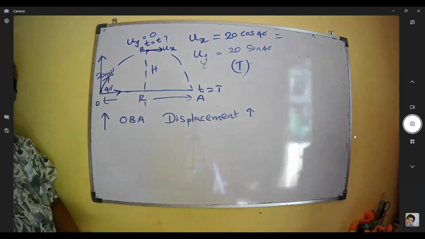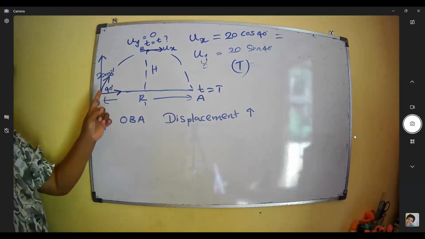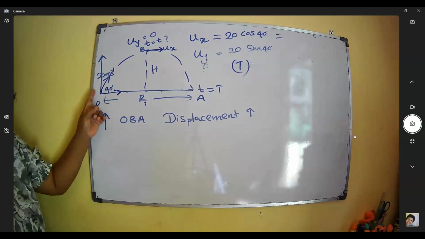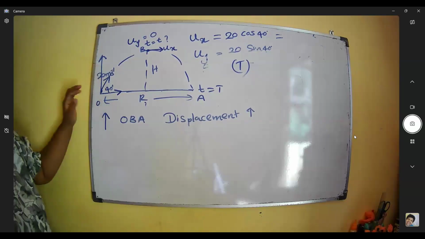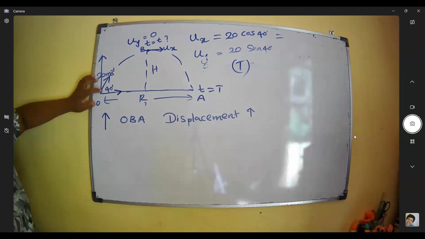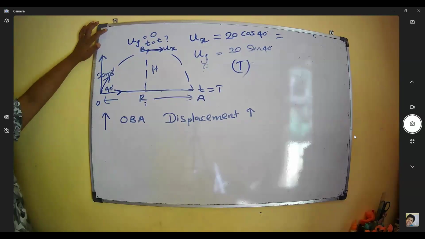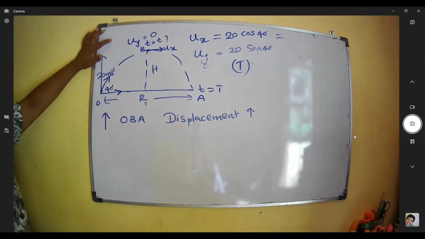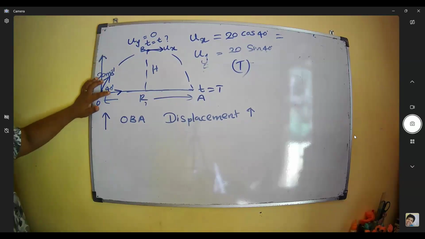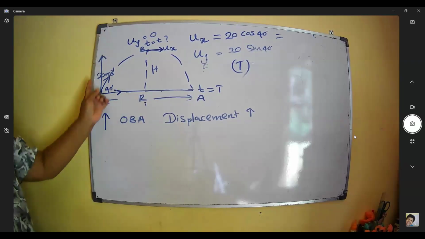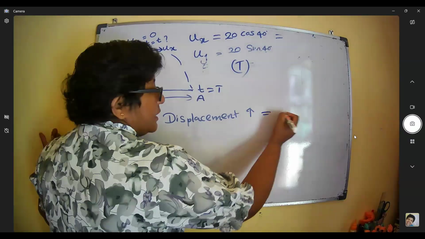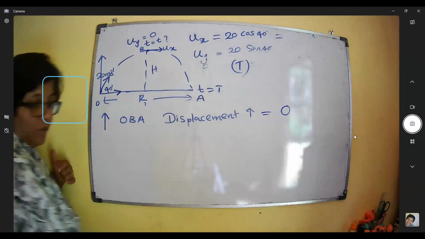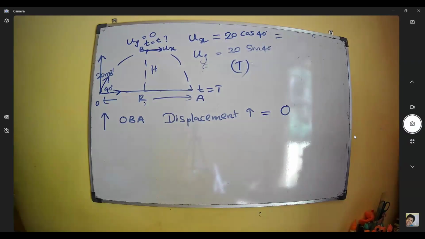Is it have some value? Displacement means final position minus initial position. But the position is the same, right? Consider the vertical part. The object moves to the maximum height and again comes back to the ground. Then what is the total displacement in OBA? Displacement should be equal to 0. S is equal to 0.